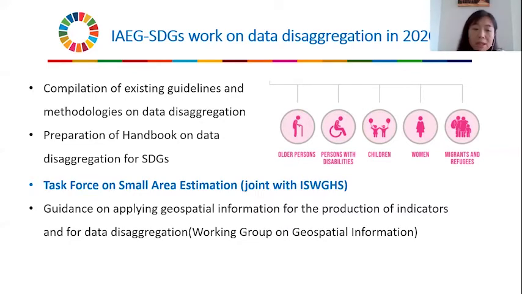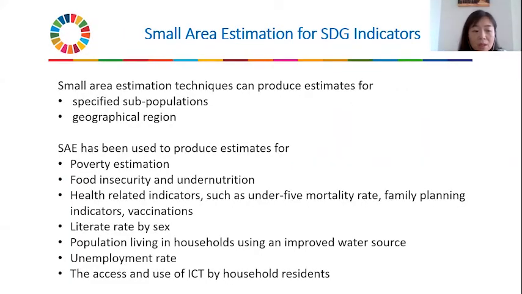To meet the need of national statistical offices for building capacity in this area, the Inter-agency and Expert Group on SDG Indicators and the Inter-Secretariat Working Group on Household Surveys jointly established a task force on small area estimation. Small area estimation techniques have been proved to be very useful to provide reliable disaggregated data for some SDG indicators. This technique can produce estimates for specific subpopulations or small areas. A small area can refer to a subgroup of the population for which the sample size is so small that direct estimates are not reliable enough to be published.